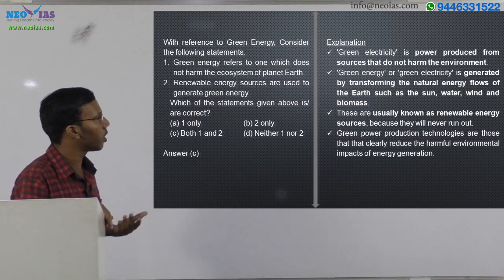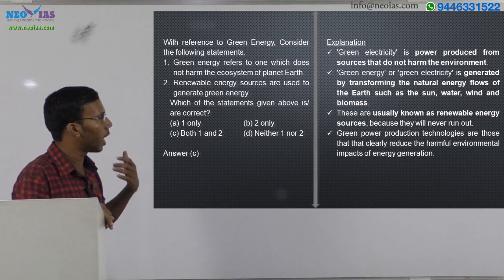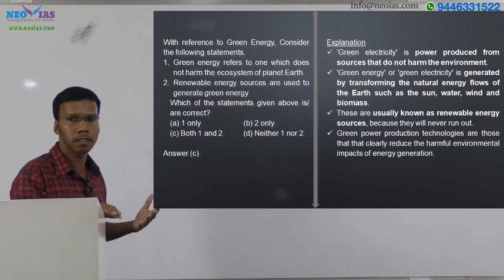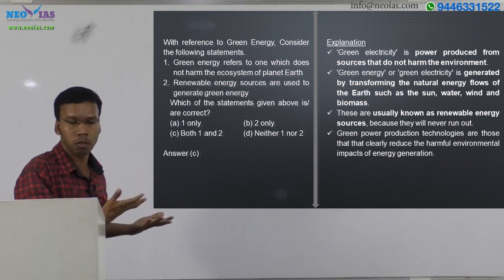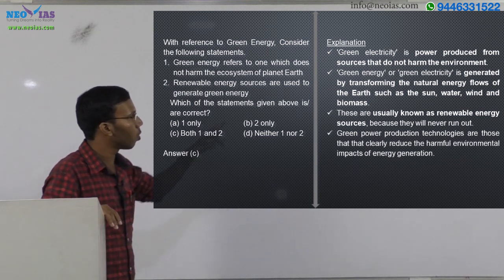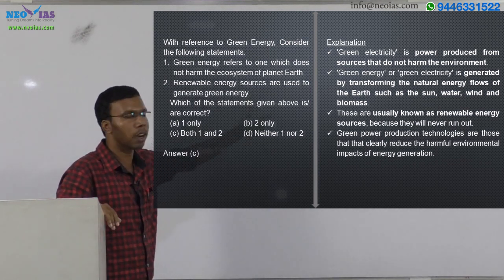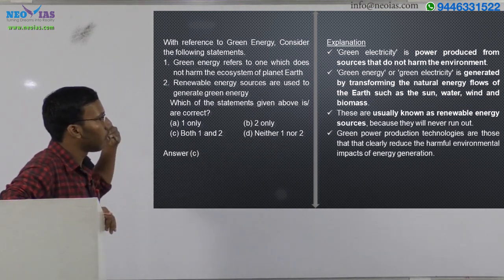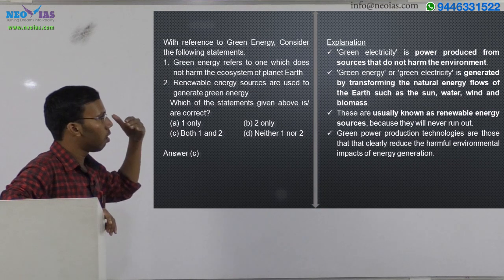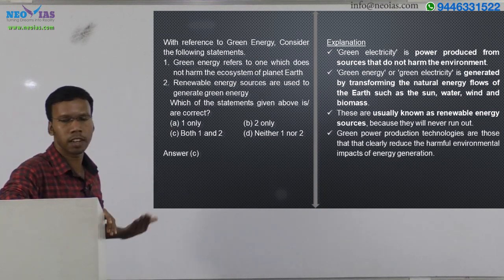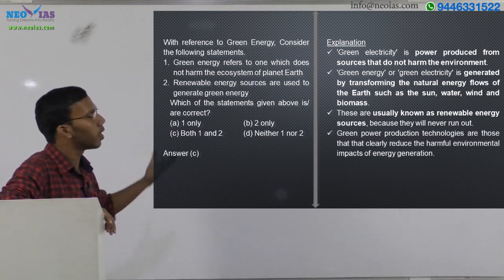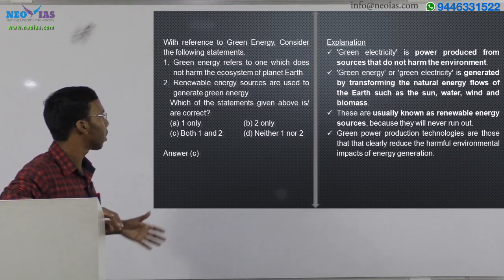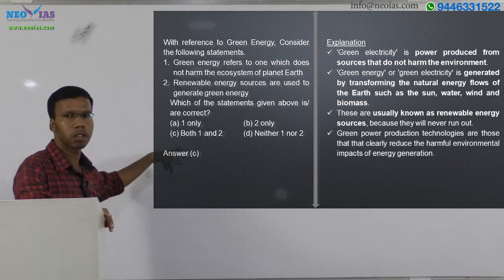Green energy or green electricity is generated by transforming the natural energy flows of the earth, such as the sun, water, wind and biomass. That means they are renewable sources, right? They are usually known as renewable energy sources because they will never run out, right? So green power production technologies are those that clearly reduce the harmful environmental impacts of energy generation. So that is the term known as green energy. Okay, so these are the main points. Now here the answer is both 1 and 2.